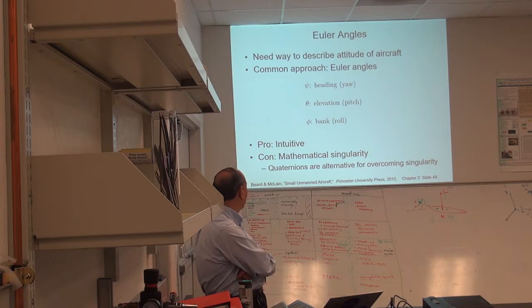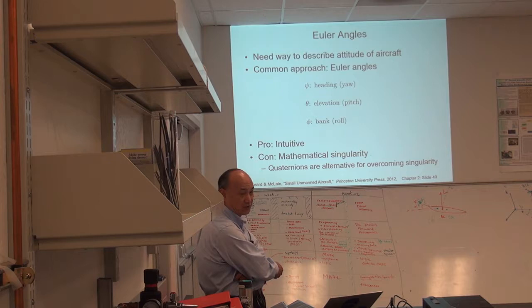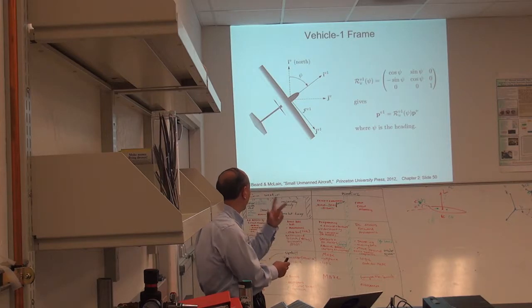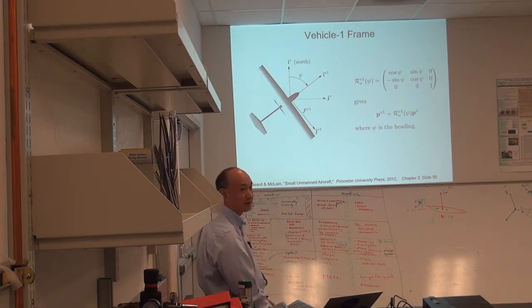And these Eulerian angles are heading, elevation, and bank, or yaw, pitch, roll. This is very intuitive to see, but mathematically they may have some singularities. So vehicle frame, something like this, vehicle one frame. So going to the north, phi is the heading, okay? Vehicle frame is like a body axis, that's body axis, okay?